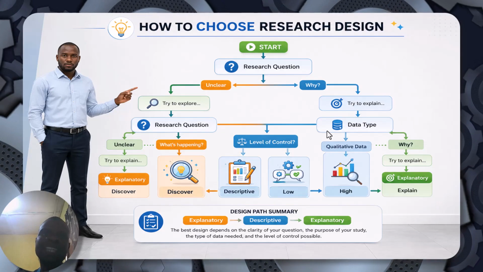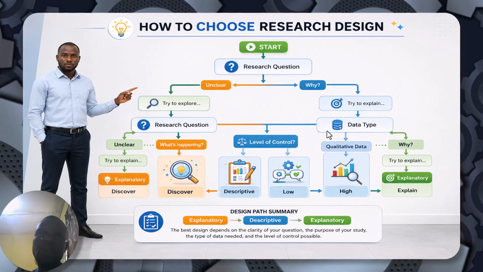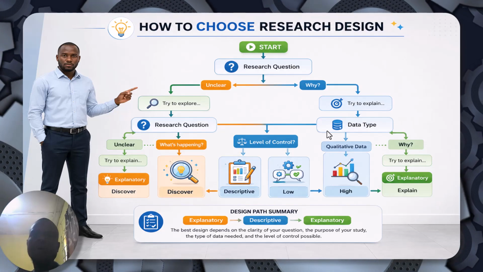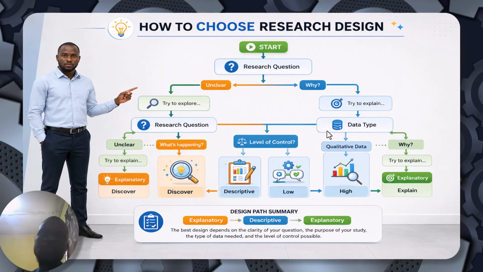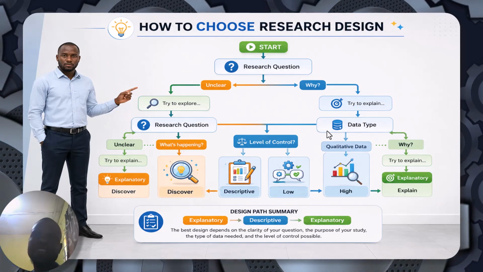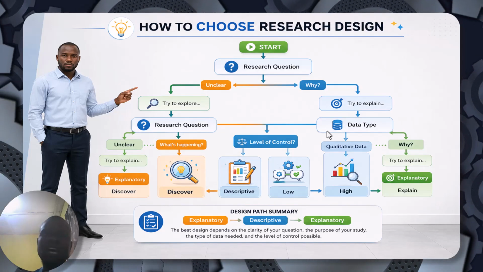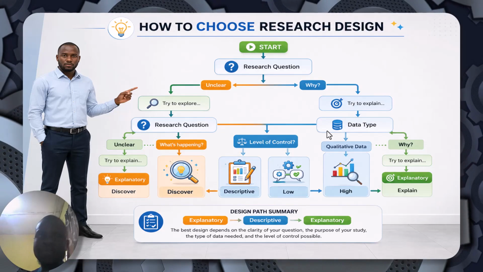The third factor is time and resources. Some designs, especially experimental studies, require more time, effort, and control. If you have limited resources, simpler designs like descriptive or correlational studies may be practical.